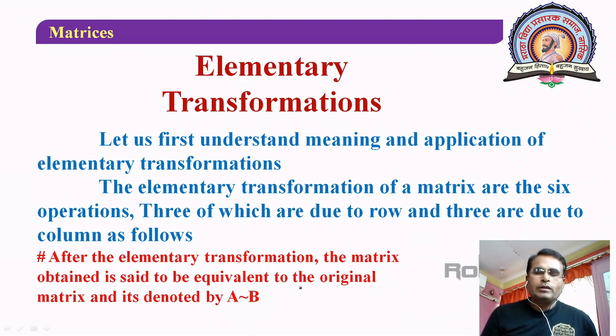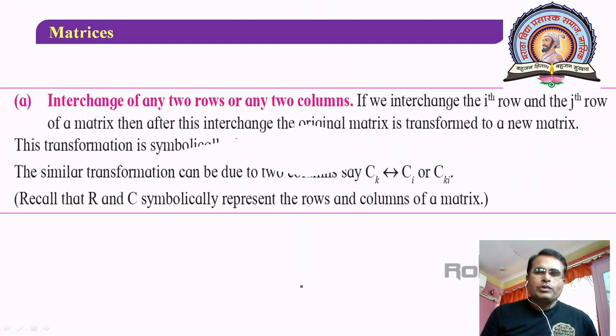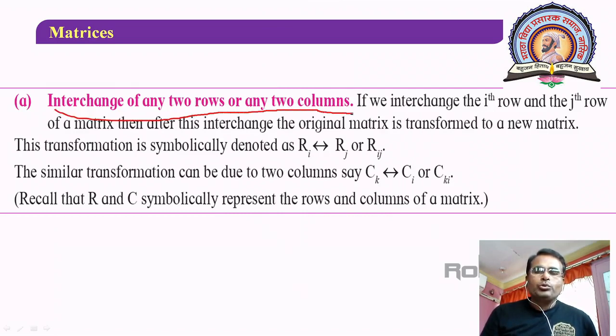This way you can consider the concept of elementary transformations. So remember that 3 row transformations and 3 column transformations are there. So let us start with the first type. The first type of elementary transformation is interchange of any 2 rows or interchange of any 2 columns.